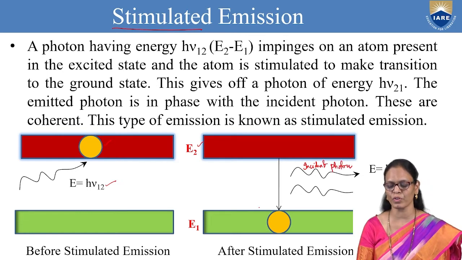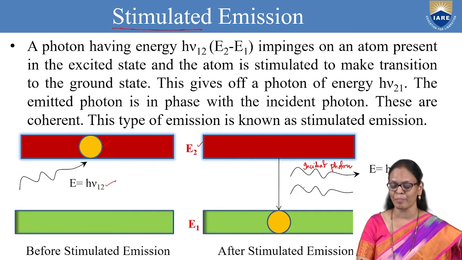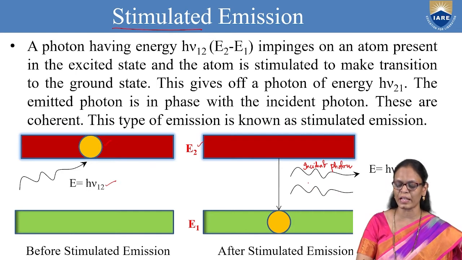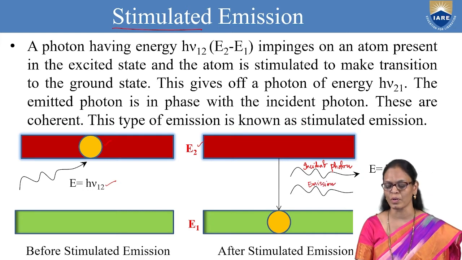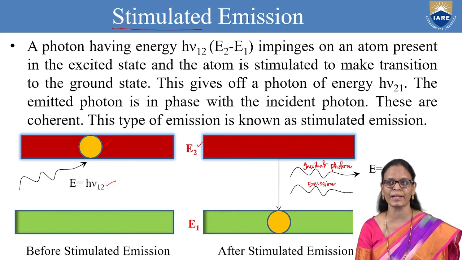This is the incident photon, and because of the difference in energy, that is the emission. What we are seeing here is the emission, or the emitted photon. When these two are in phase with each other, we get a coherent beam, and it satisfies all the characteristics of laser.